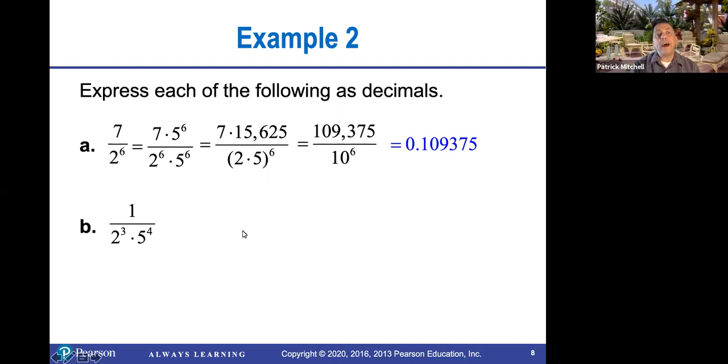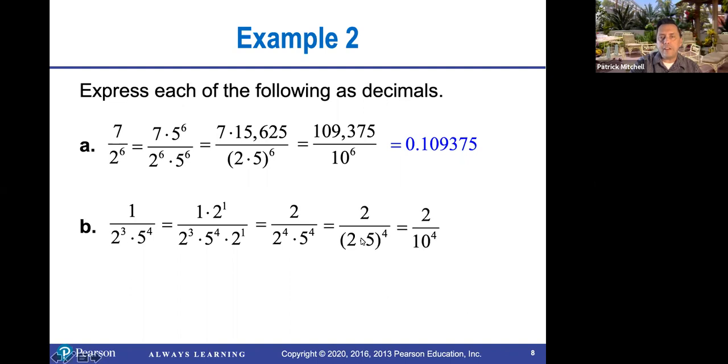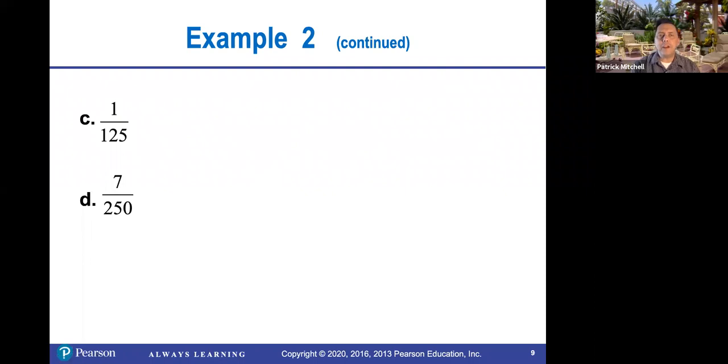All right, next we have 1 over 2 to the 3rd times 5 to the 4th. So again, we need the power of 2 and the power of 5 to be the same. So in order to bump up this power of 2 by 1, we will multiply the top and the bottom by 2 to the 1st. So that will give us 2 over 2 to the 4th times 5 to the 4th, which is 2 over 10 to the 4th, which is 2 10,000ths. All right, this would be a great time to pause the video and try these two yourself.